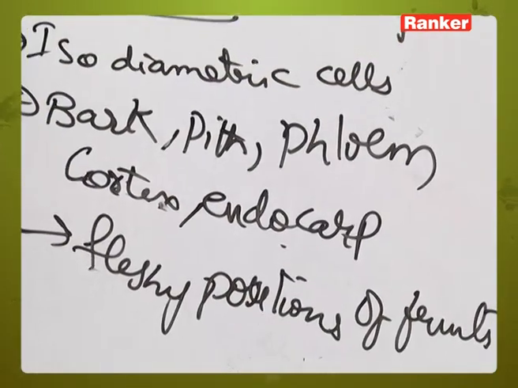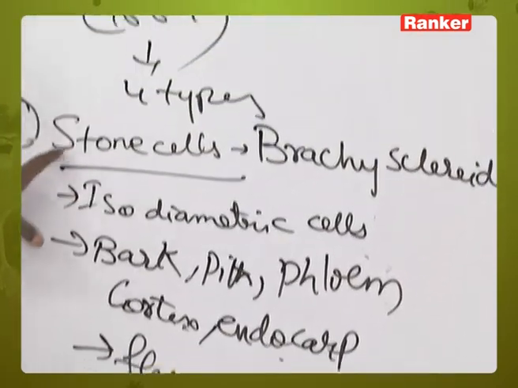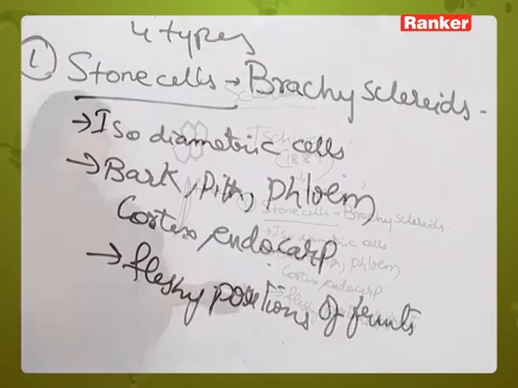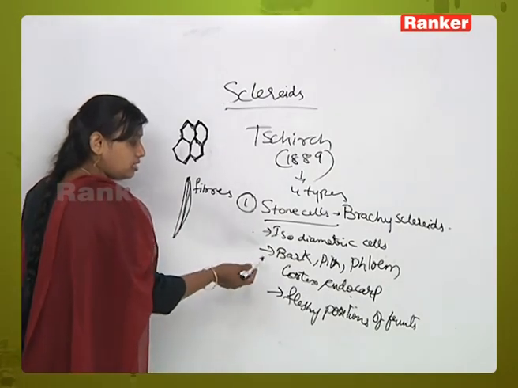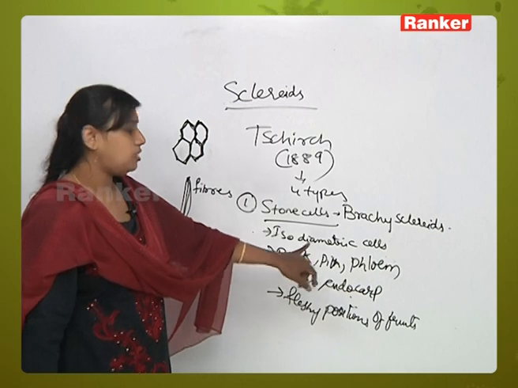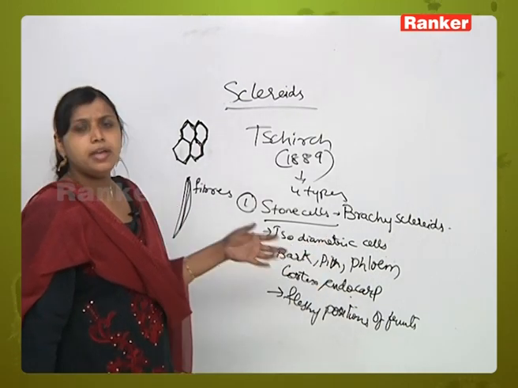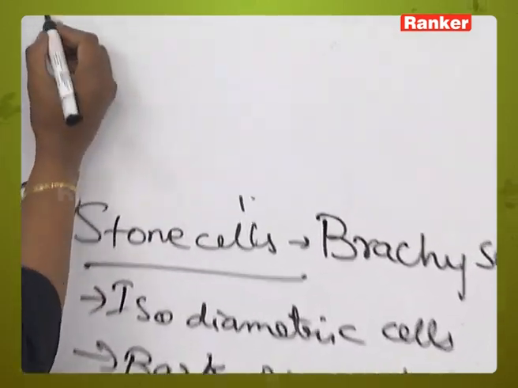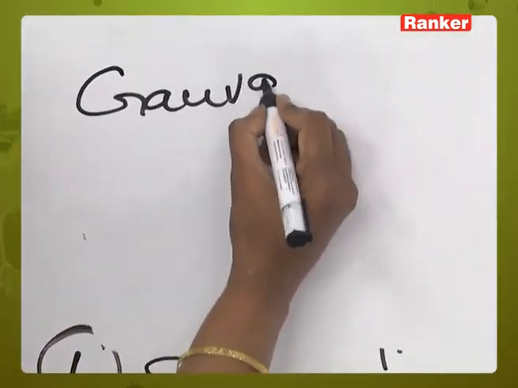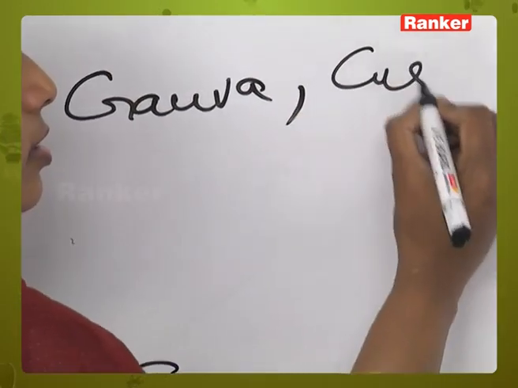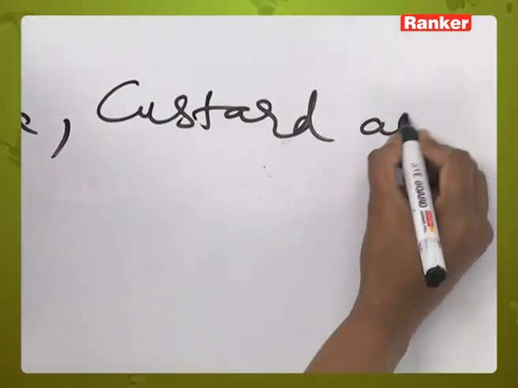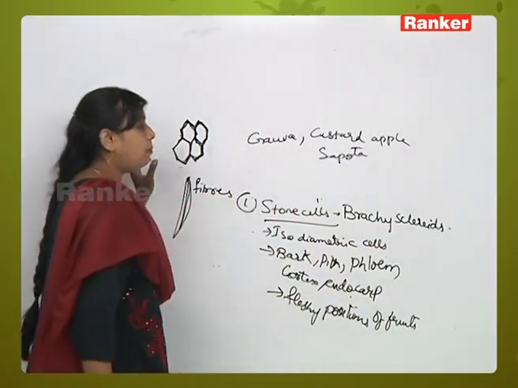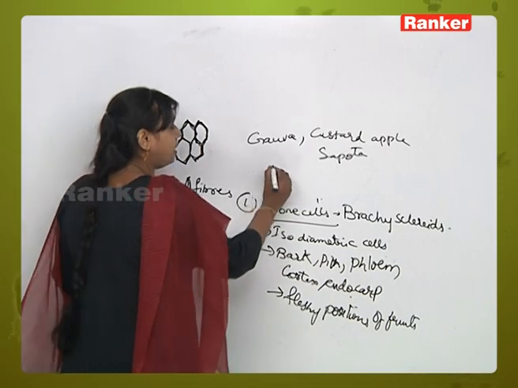You may get a question asking in which type of fruits brachysclerites or stone cells are present. These are isodiametric cells, normally seen in the bark, pith, phloem, cortex, endocarp, and also in the fleshy parts of fruits. Examples for stone cells are guava, custard apple, sapota, and the pulpy fruits of Pyrus communis.